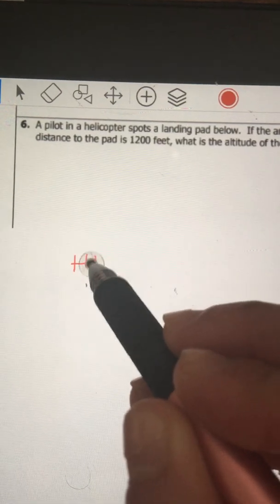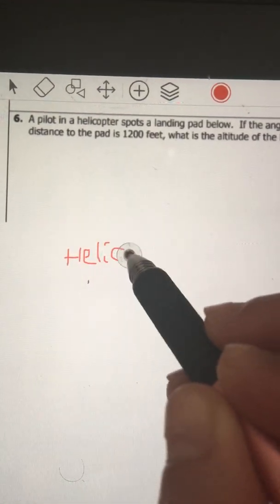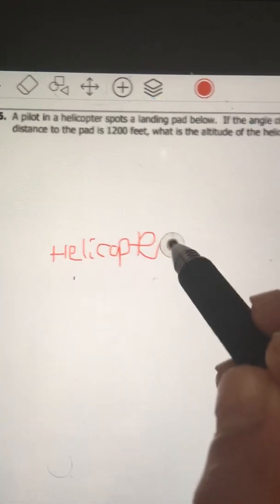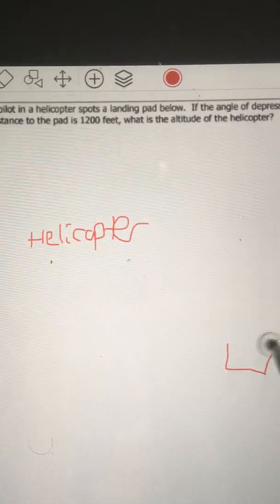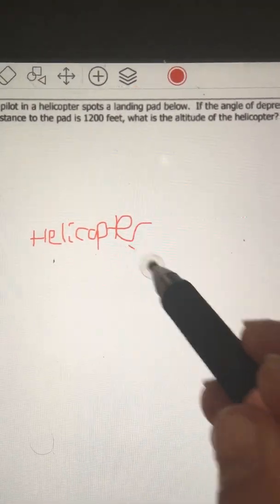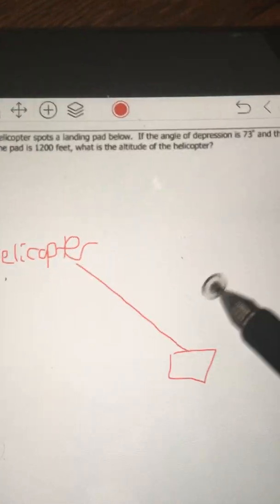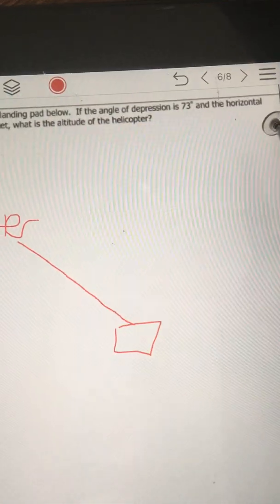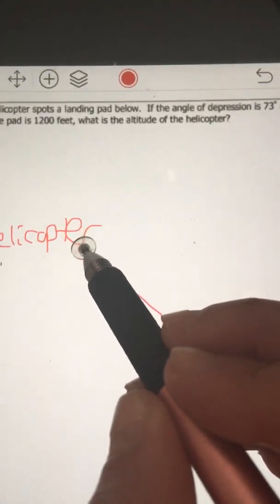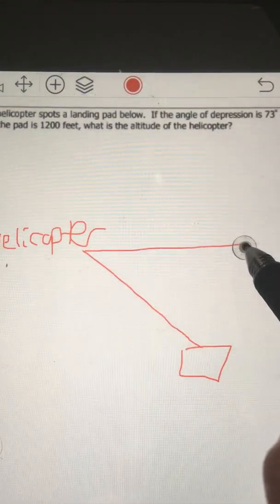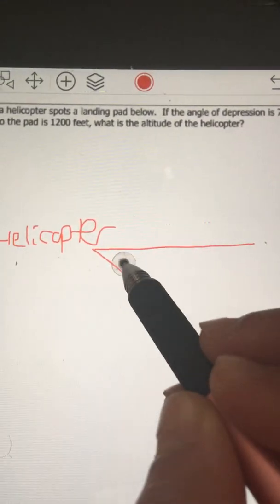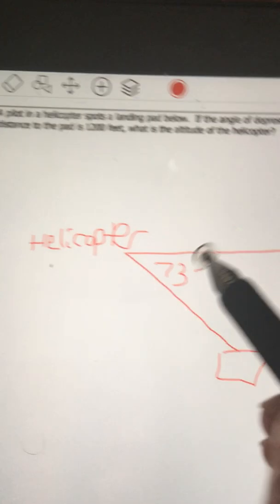Well, I should just write helicopter. Spots a landing pad below, so here's the landing pad. And he sees this landing pad. The angle of depression is 73 degrees. So you have to draw a horizontal line first. So horizontal with the diagonal is 73 degrees.